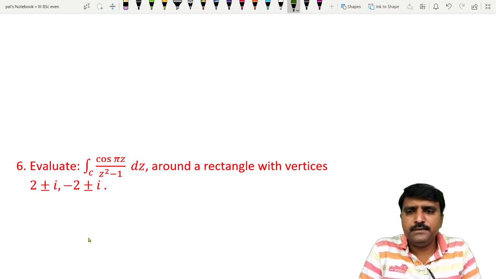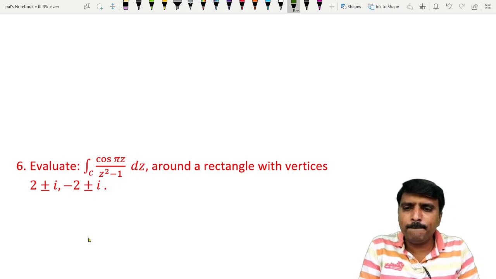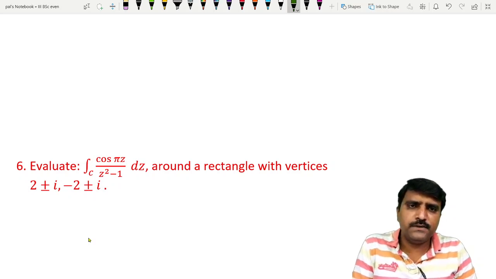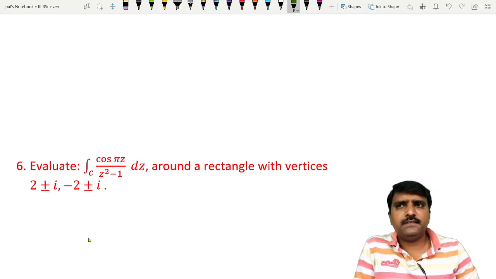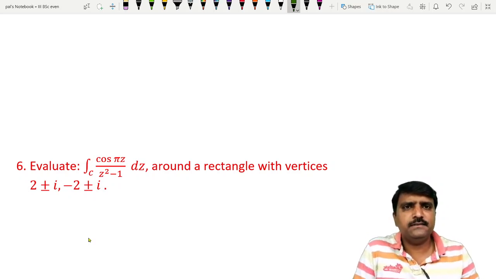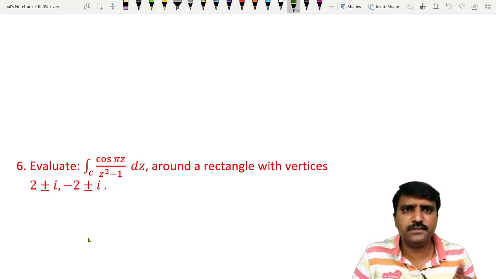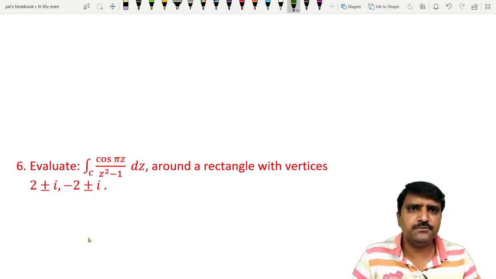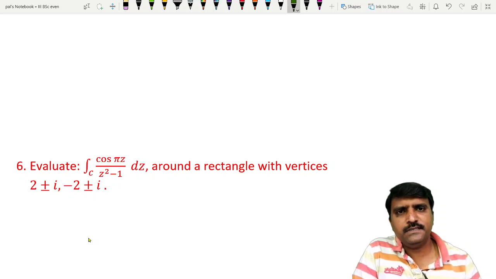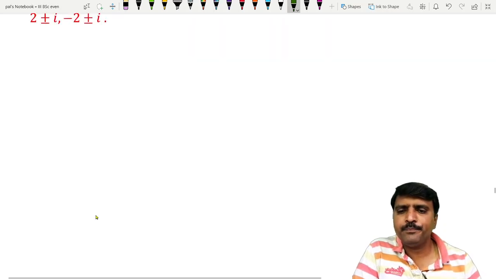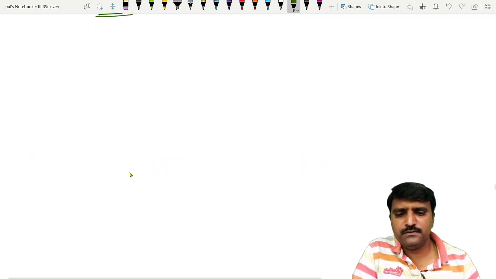In this, you check z square minus 1, which you can write as z minus 1 into z plus 1. Check whether the values of a lie inside the rectangle or outside the rectangle. Based on that, you decide whether you have to use Cauchy's integral formula or Cauchy's integral theorem. Okay, so in the coming classes I will solve some more problems. Thank you.